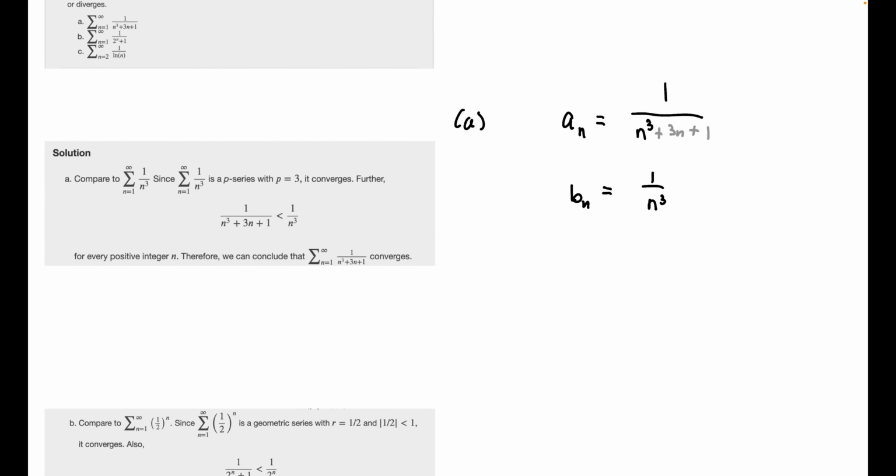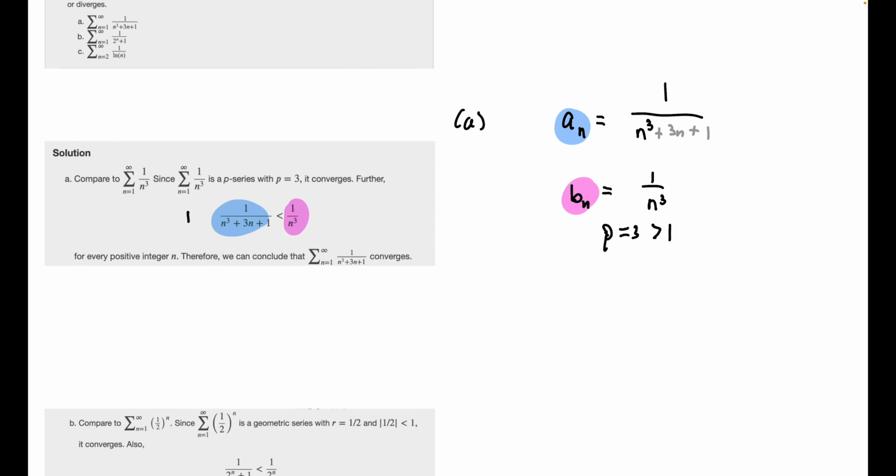And when we make the comparison, we want to look at our an and compare it with the bn and see that the bn's are always bigger than the an's. Since the bn defines a series, which is a p series, p equaling 3, p is 3. What's important about that is that it's bigger than 1. That tells us that the series of bn's will converge.